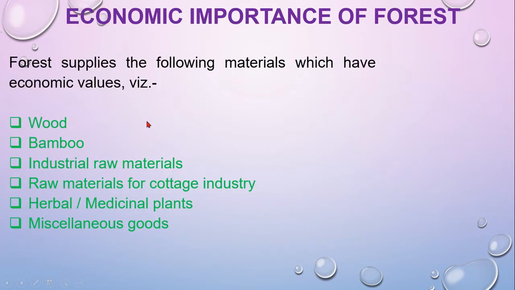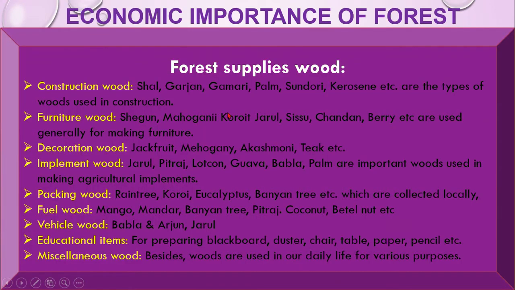So let's talk about the economic importance of forest. Forest supplies the following materials which have economic value: wood, bamboo, industrial raw materials for the cotton industry, herbal or medicinal plants, and miscellaneous goods. So forest supplies wood, construction wood. We know that we need lots of construction. We do lots of construction work in our country as well as in the world.